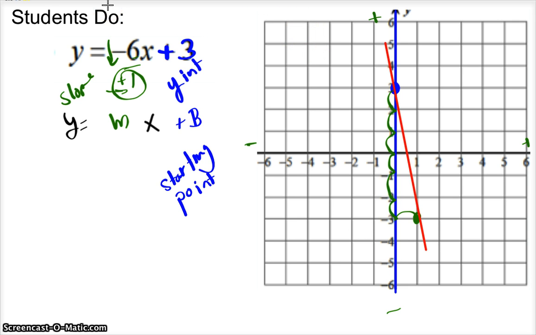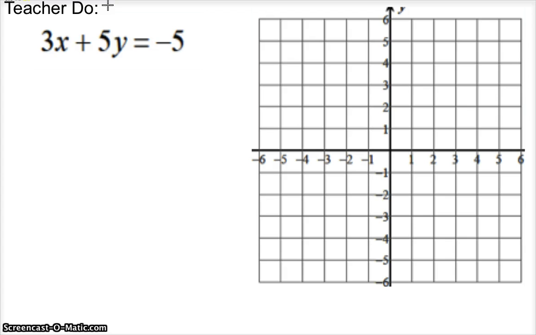Okay. Now the different thing about these next 2 problems is they're not in slope-intercept form. They're not y equals mx plus b. So that's our first goal. We need to make sure this looks like y equals mx plus b. So once it's in this formula, we know what to do. Y-intercept and slope. Okay.